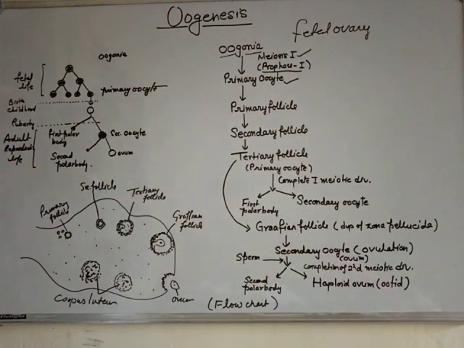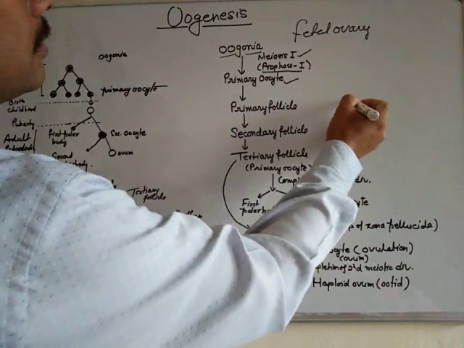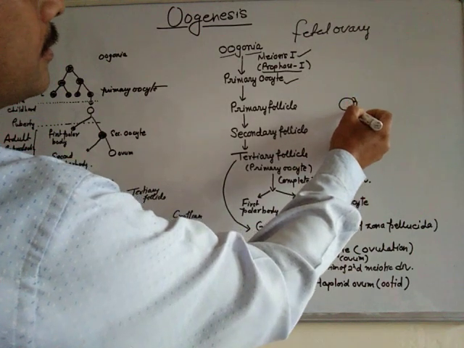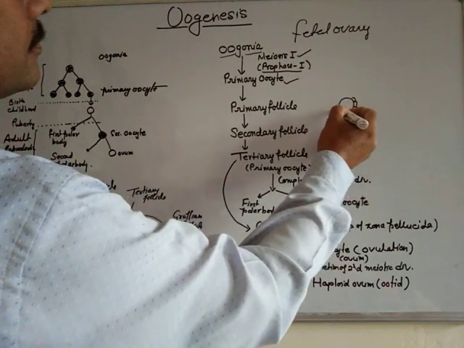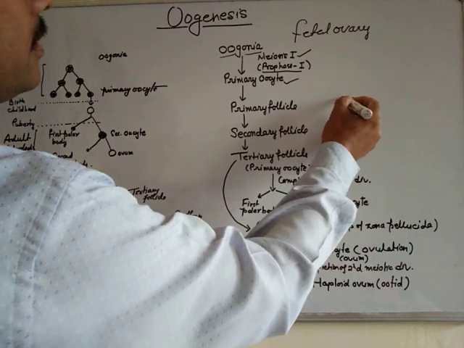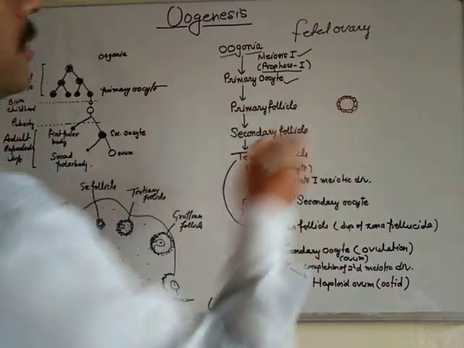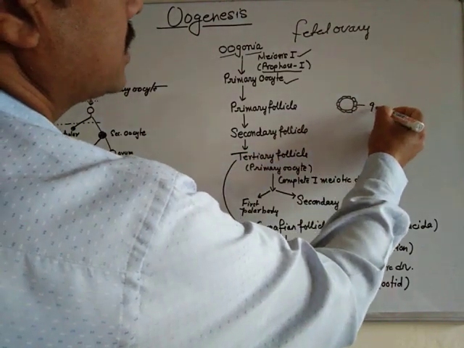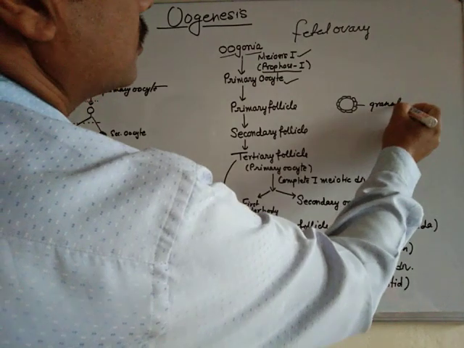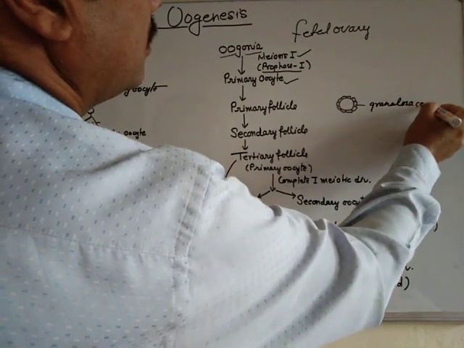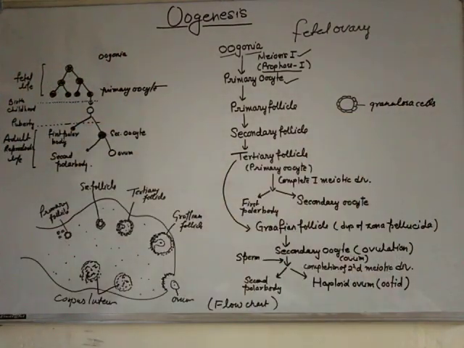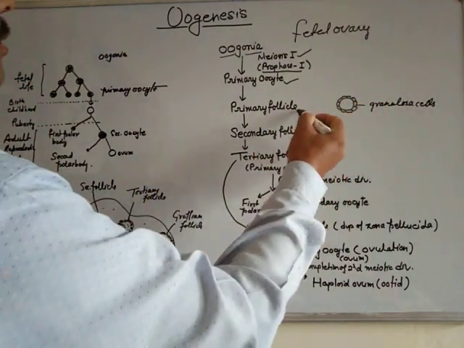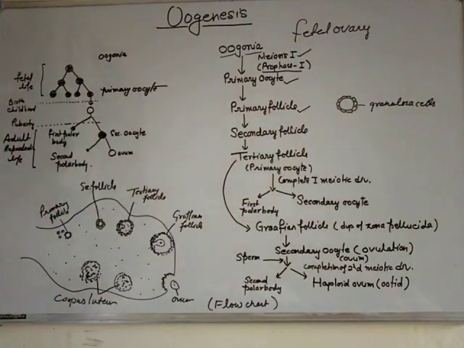Now what happens then? The primary oocyte, this is the primary oocyte, gets layered with granulosa cells. This is the layer of granulosa cells. When there is a single layer of granulosa cells, that is called a primary follicle.